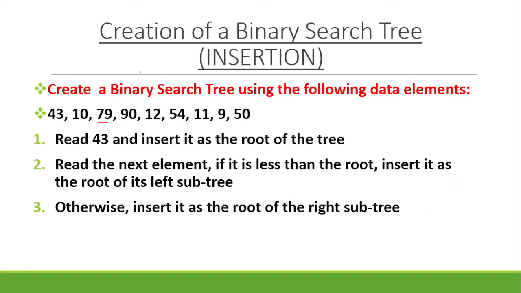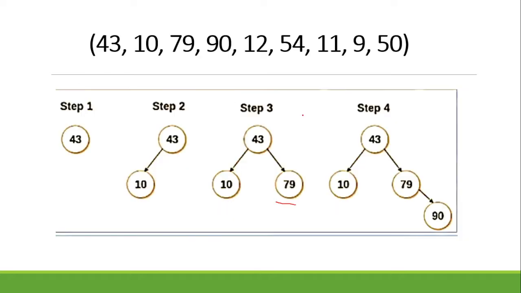Then what is the next value? It is 90. So at this step we have 43, 10 as its left child, 79 as its right child. So we have to enter 90 now. Start from the root node 43. 90 is greater. So move to the right. We are at 79. Yes, 90 is again greater. So we have to insert 90 after 79 as the right child. Why? Because 90 is greater than 79. So it must go to the right subtree of 79. We have added 90 as the right child of 79.